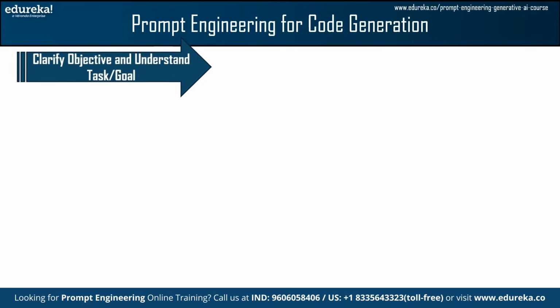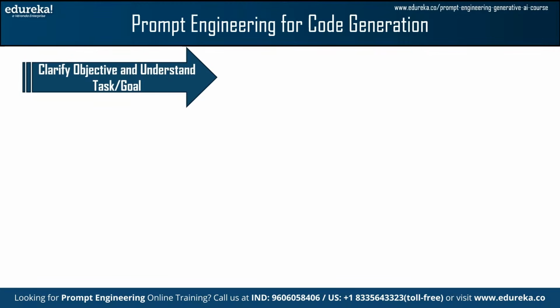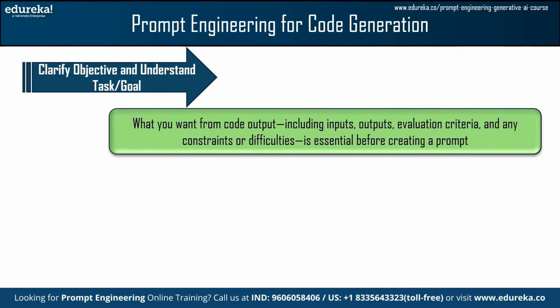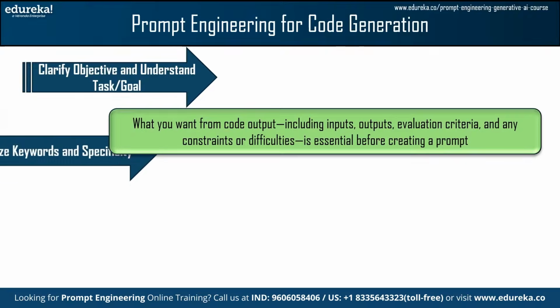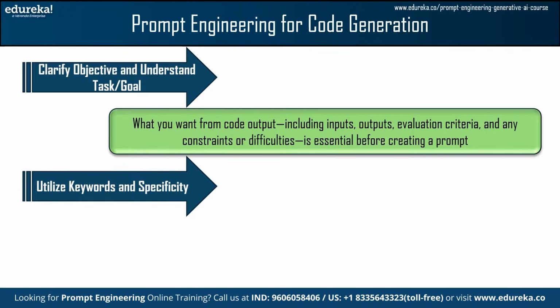First one is clarify objective and understand task or goal. Here, understanding what you want from code output, including inputs, outputs, evaluation criteria, and any constraints or difficulties is essential before creating a prompt. It is easier to develop prompts that accurately guide the model towards a desired outcome where there is clarity.